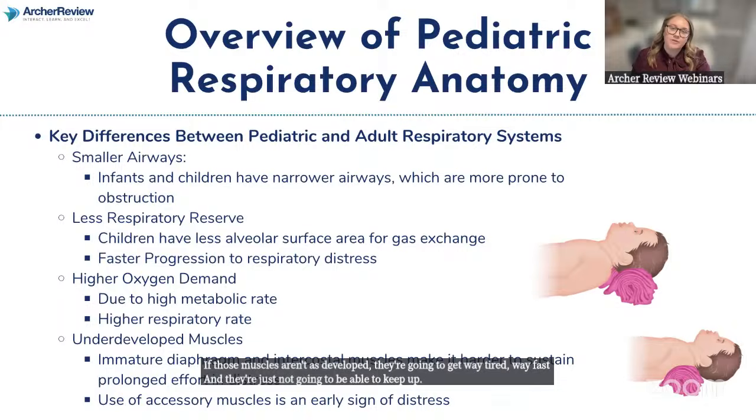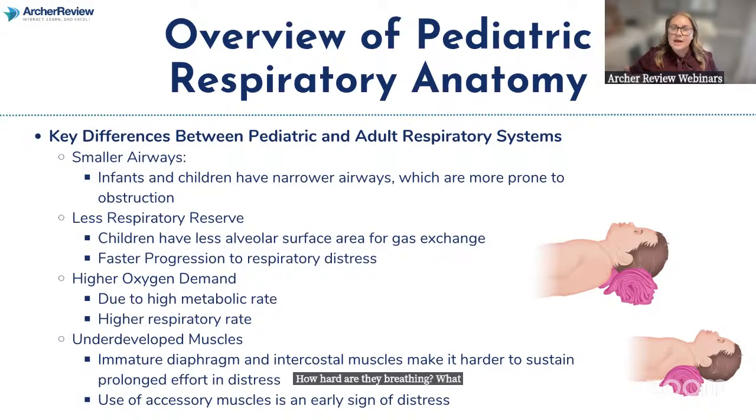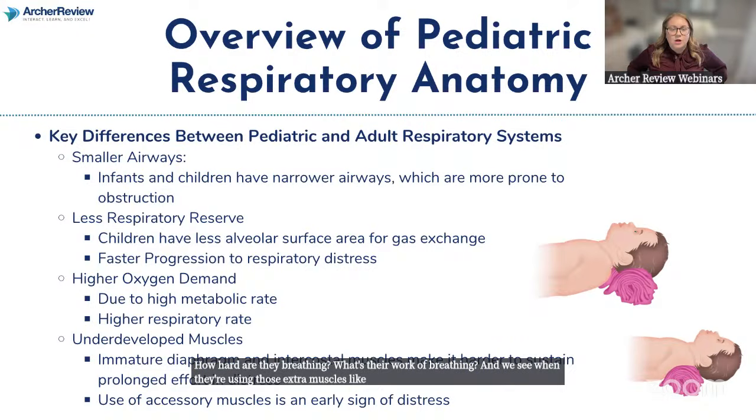So that's why one of our key indicators of respiratory distress, especially in pediatrics, is how hard are they breathing? What's their work of breathing? And we see when they're using those extra muscles, like intercostal muscles, subclavicular, all those, when they have retractions there because they're using those muscles, we know that's a sign really quick that they're not doing so hot in the respiratory department. So that's a broad overview.